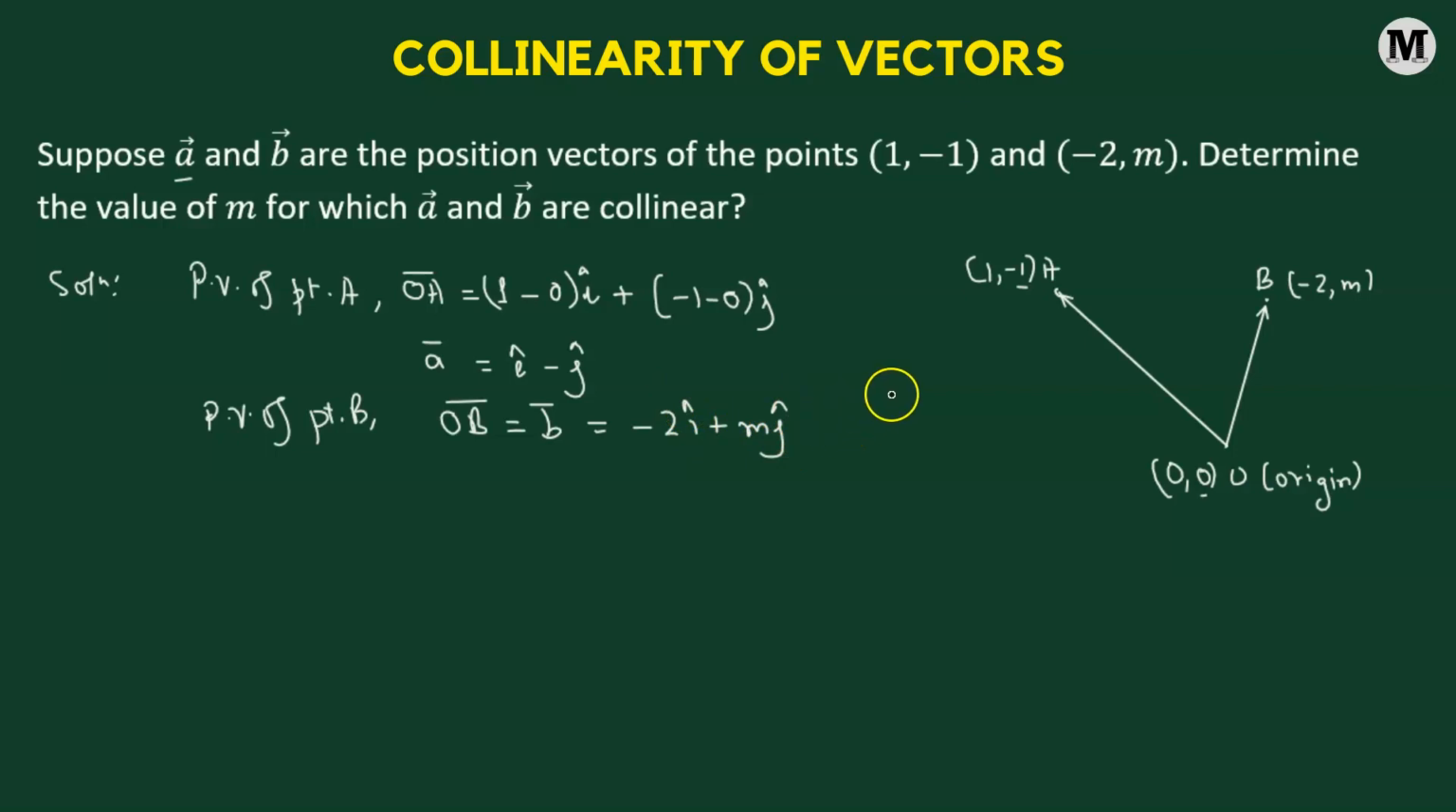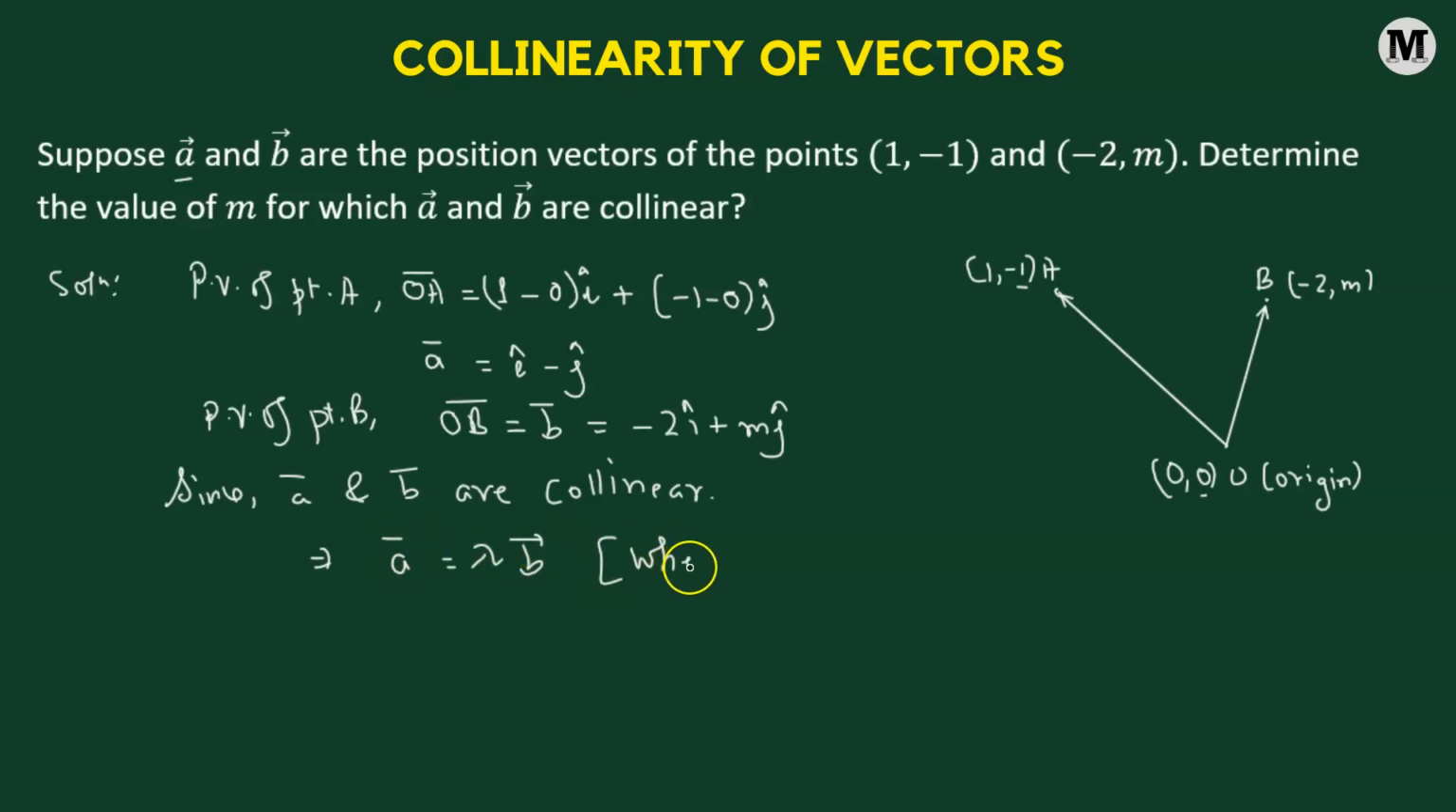Fine. Now, it's given here that the vectors A and B are collinear. If they are collinear, this means only one thing. This means that we can express the vector A as some scalar lambda times the vector B, where lambda is some scalar. Fine. Now, what will we do?